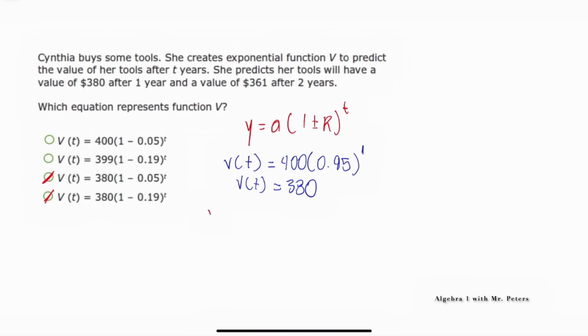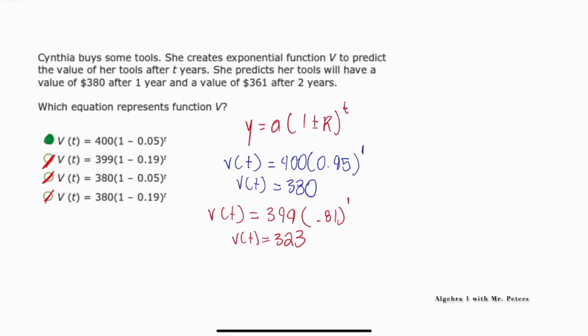So we go to the second equation. V of t is equal to 399, and then when we subtract 0.19 from 1, we're going to get 0.81 to the first power. So when we multiply 399 times 0.81, what we're going to get is V of t is equal to 323. So we know that answer choice B is not the answer. The correct answer is going to be answer choice A.